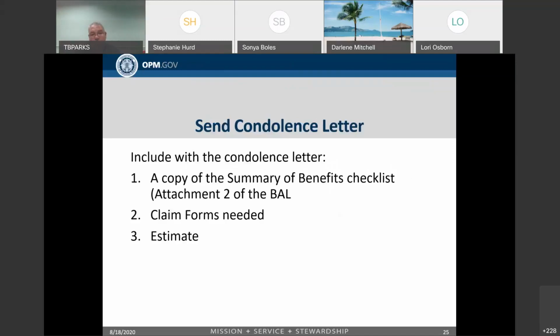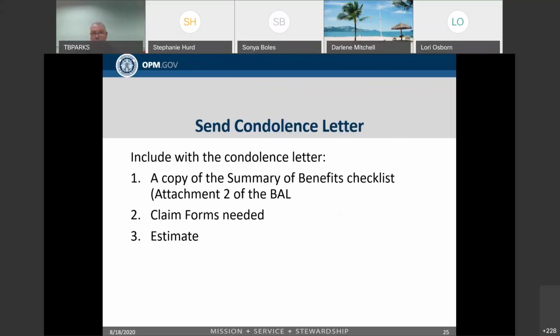Include a copy of the summary of benefits checklist. That's attachment 2 of the benefits administration letter. It's a checklist for the survivors so they can verify what forms are included, what proofs they need to provide, and benefits for children. You need to check each block that applies, that they need to send in to us or send in to you so that you can send it to us. It also has phone numbers for the Office of Federal Employees Group Life Insurance, their savings plan, and it also has your contact information. It would also have the estimate of what their estimated survivor benefit would be.